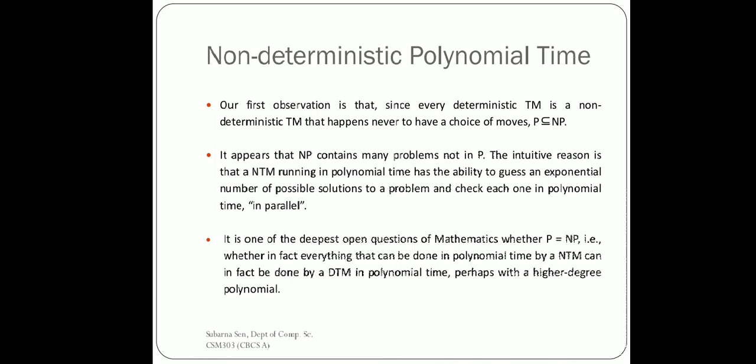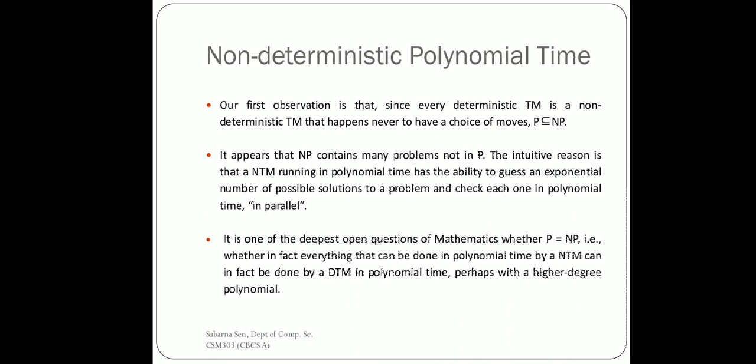Now it appears that NP contains many problems not in P. Obviously there will be several problems which are totally NP class, and we cannot solve those problems in polynomial amount of time by a deterministic Turing machine. We have to go for a non-deterministic Turing machine only. The intuitive reason is that a non-deterministic Turing machine running in polynomial amount of time has the ability to guess an exponential number of possible solutions to a problem and check each one in polynomial time in parallel.